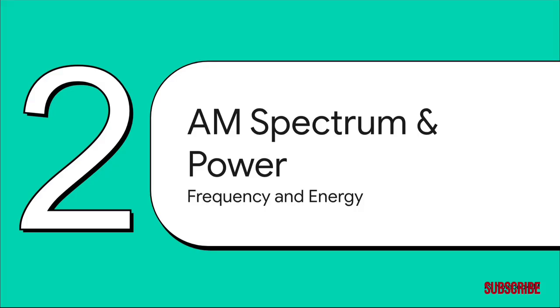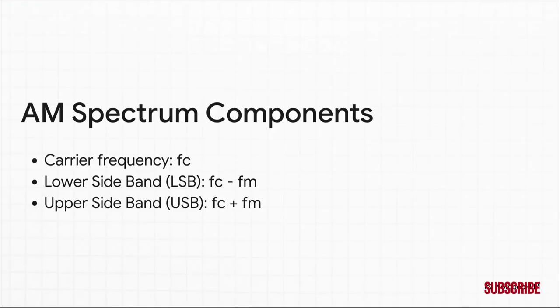Moving right along to section 2, AM spectrum and power. Okay, so we know the theory, but what does this actually look like when we break it down into frequency components? An AM frequency spectrum gives us 3 distinct parts. Right in the middle, standing tall, is our carrier frequency, Fc. But the real magic happens on the sides. We generate a lower sideband sitting at Fc minus Fm and an upper sideband at Fc plus Fm. Remember, Fm is just your modulating message frequency. So try to visualize this.